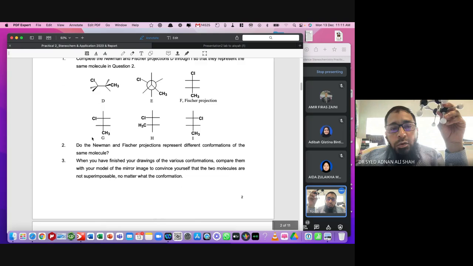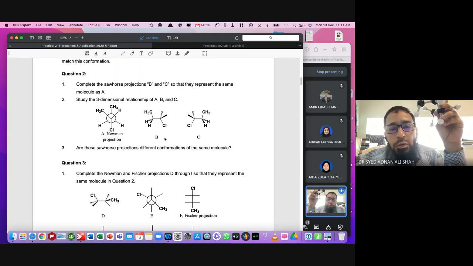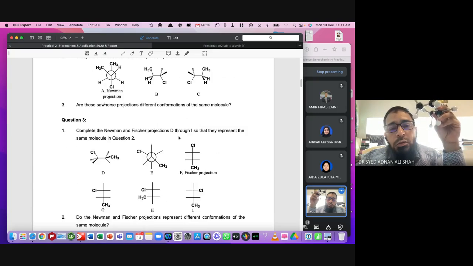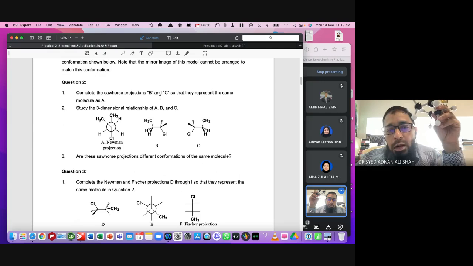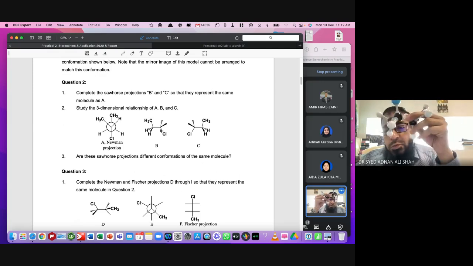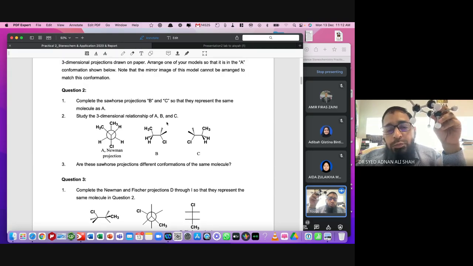So like this, you have to do it with models B and C. I already told you the answer, right? But you have to construct, not you, because you don't have the model, so you can construct all these in the 2D projection, right?